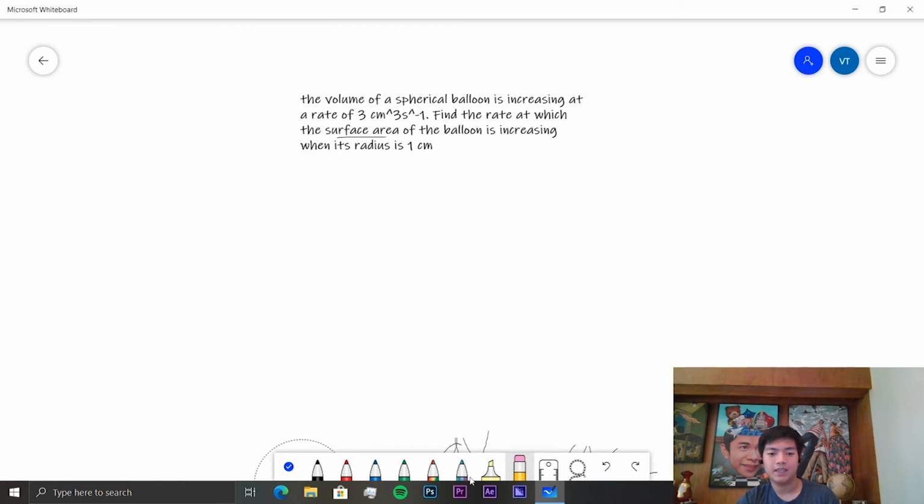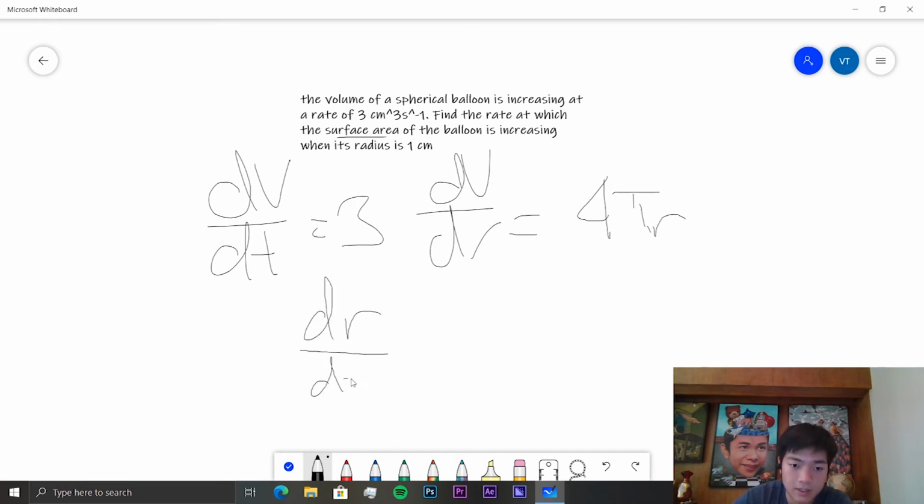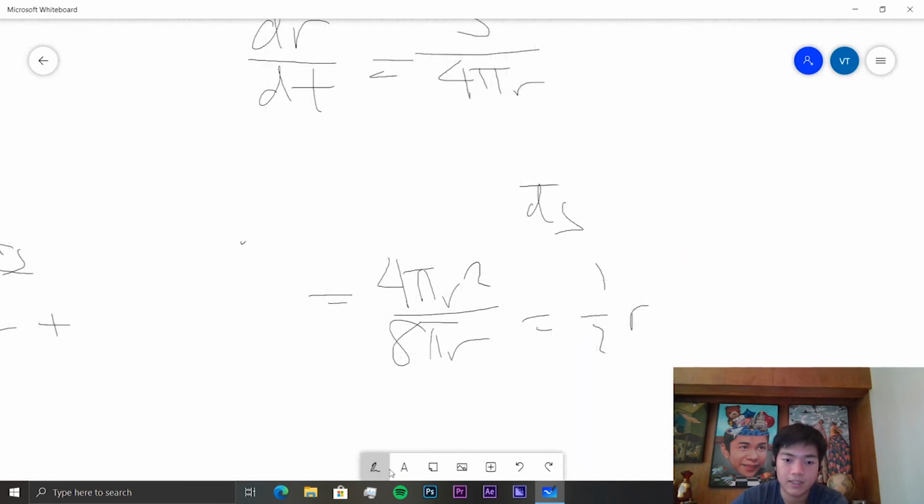I'm going to reset this, and I'm going to do it a different way. So first, we're going to solve for dr over dt, or the rate of change of the radius. So we have dV over dt is equal to 3, dV over dr is equal to 4 pi r squared. So dr over dt should be equal to 3 over 4 pi r squared. So, okay, that's dr over dt.